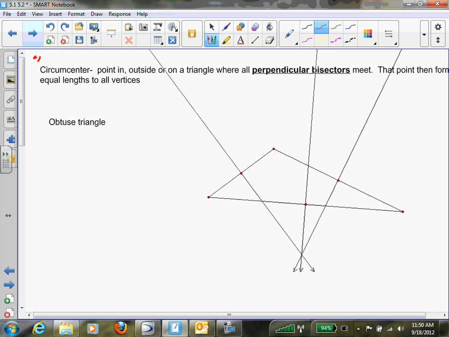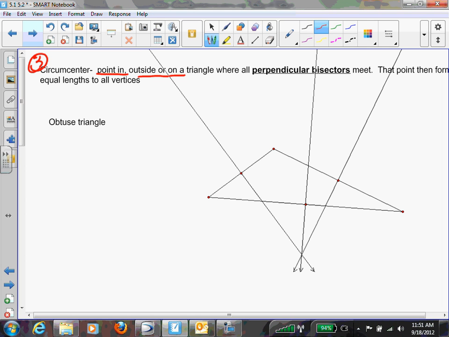So, I drew this all for you. Circumcenter, another thing that you want to put onto your note cards. There's some things that you want to know about the circumcenter, and I'll tell you in a second what I want you to put on it. Okay, circumcenter: a point in, on, or outside of a triangle. It's where all the perpendicular bisectors meet.